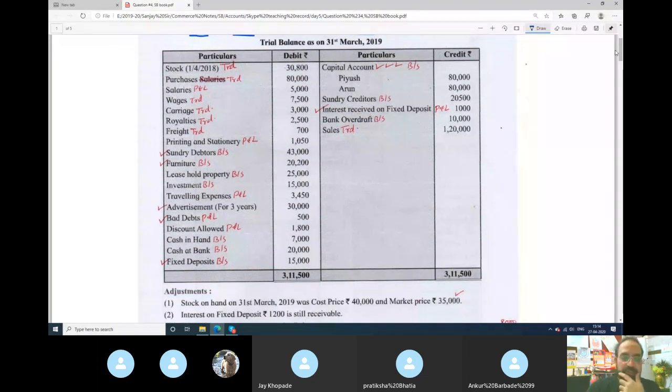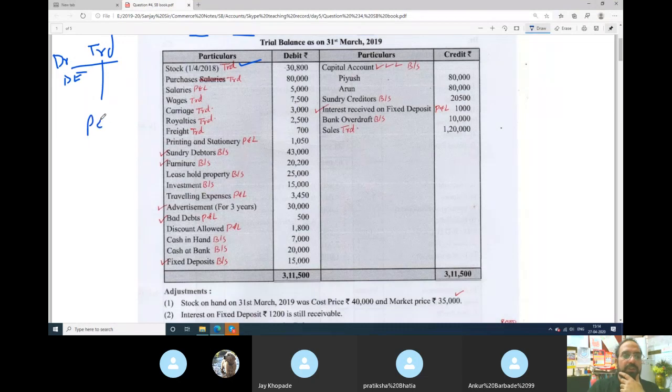Now we have solved many questions, three or four questions before. So the first step is stock, where will it go? It will go to the trading account. Why? Because we know it is a direct expense, and it will go to the trading account debit side. So which items go on the trading account debit side? Direct expenses. I have told you this.